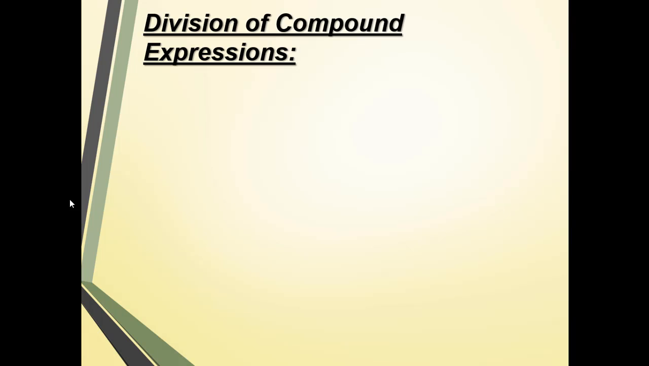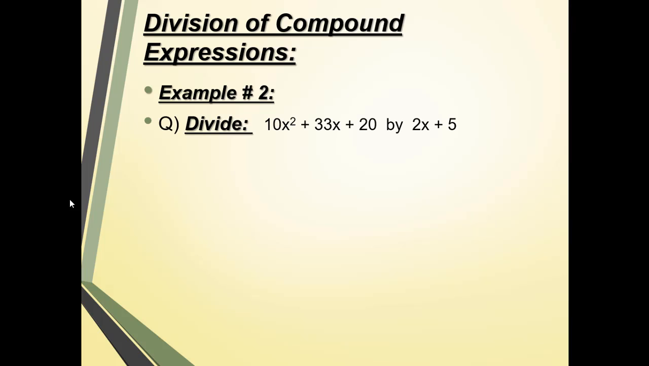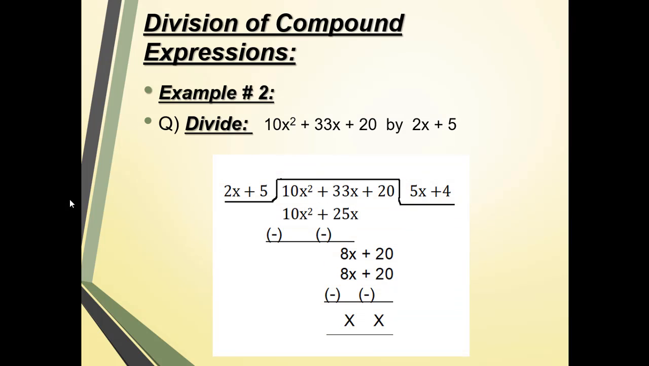Now, division of the compound expressions. Example number 2. Okay, the question states: 10x square plus 33x plus 20 divided by 2x plus 5. This is the whole solution. Basically, when we divide any expression with another expression, we need to put the afterwards expression outside the division sign, and the expression that comes before, we need to take inside the division sign.